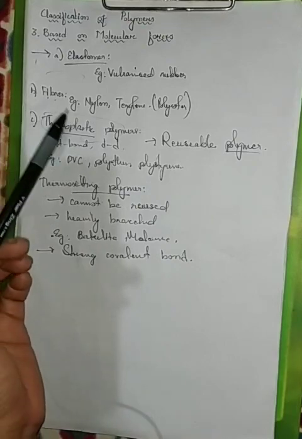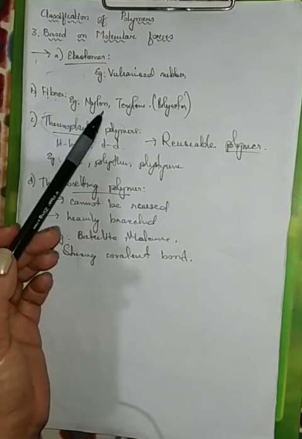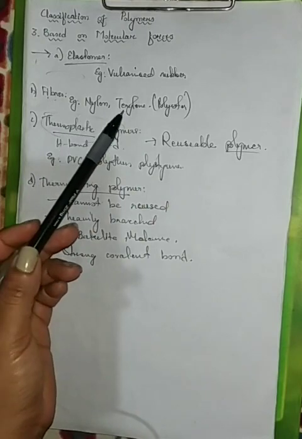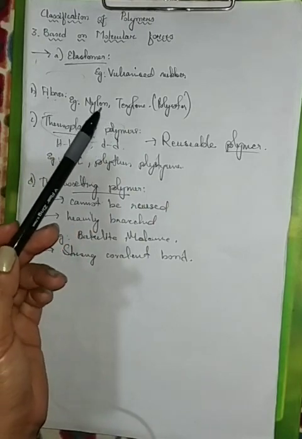Therefore, on the basis of molecular forces, the classification is of four types. The first is elastomers with weak van der Waals forces. An example is our vulcanized rubber. The second one is fibers. Strong intermolecular forces of attraction are present in fibers. Examples are nylon and terylene. They have a thread-like property.